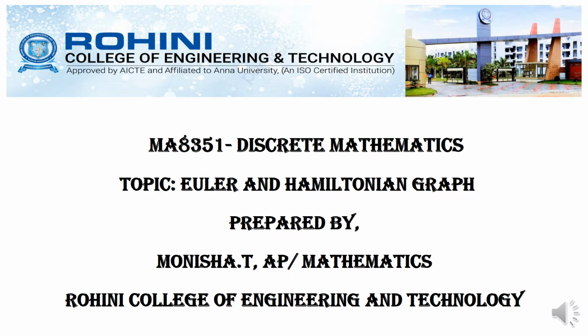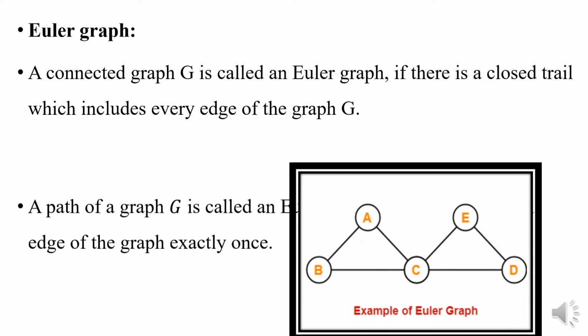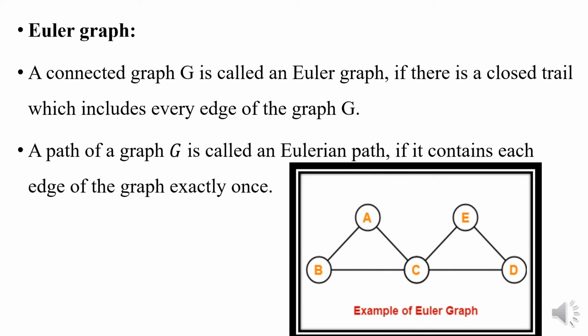Today I am going to teach the topic Euler and Hamiltonian Graph in discrete mathematics. First I will explain the concept of Euler as well as Hamiltonian graph, and then we can move to the theorem. A connected graph G is called an Euler graph if there is a closed trail or cycle which includes every edge of the graph.